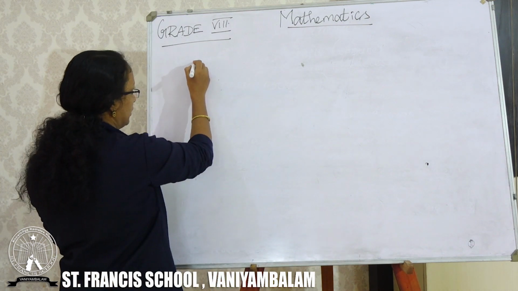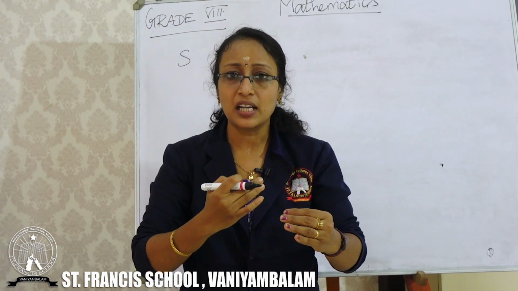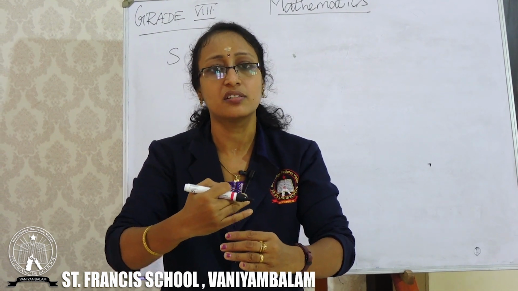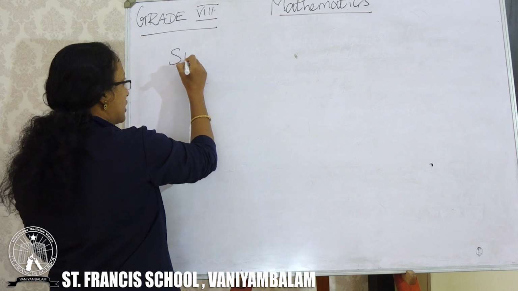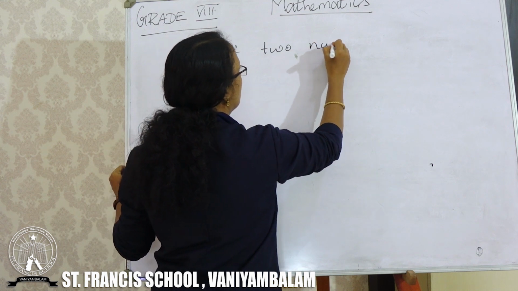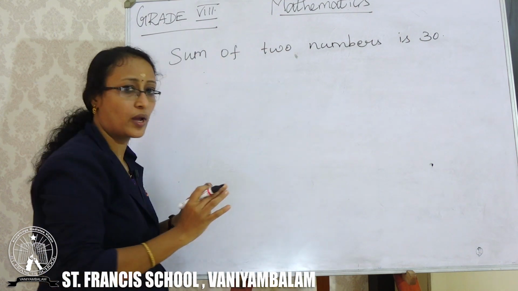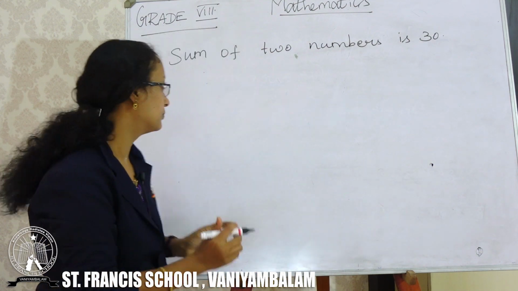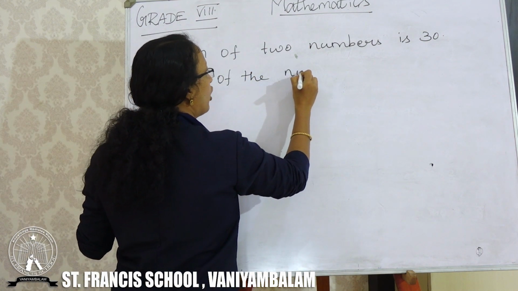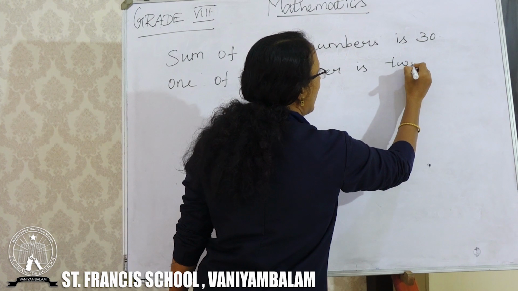First, I'll give you one statement, try to find the equation for that, and from that equation you have to find the solution. That is, what is the unknown variable in that equation? Find the solution for that. First, sum of two numbers is 30. It is given the sum of two numbers is 30. And the next condition is one of the numbers is twice the other.